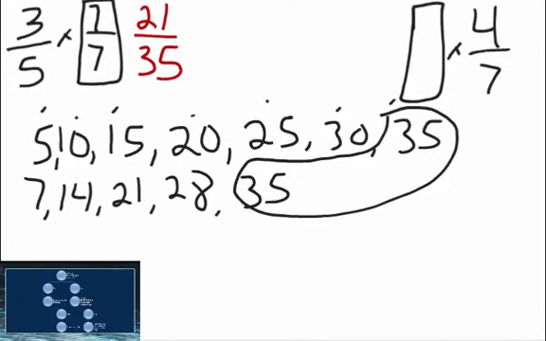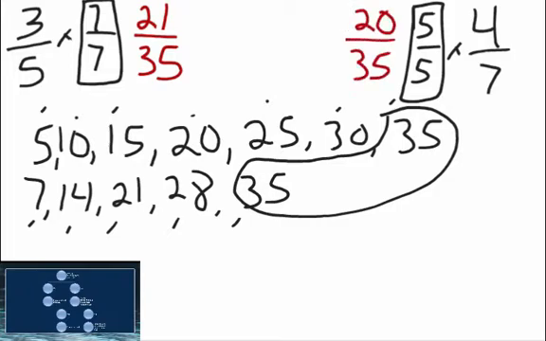Now I'm going to do the same thing to that second fraction. 1, 2, 3, 4, 5. I'm going to multiply inside the big one by 5 over 5. And I get 5 times 4 is 20. 5 times 7, 35.